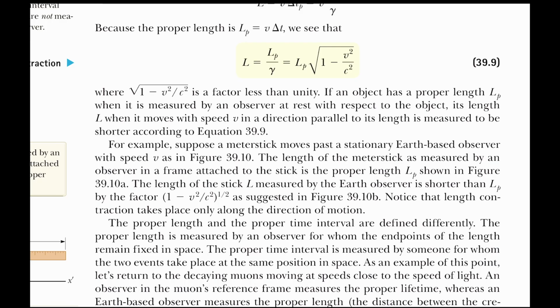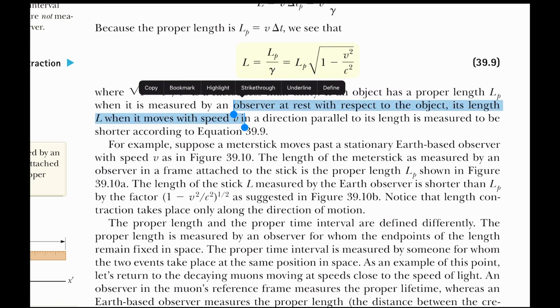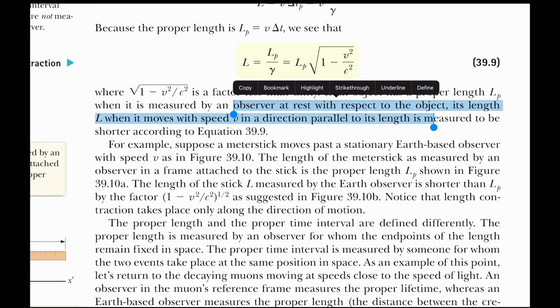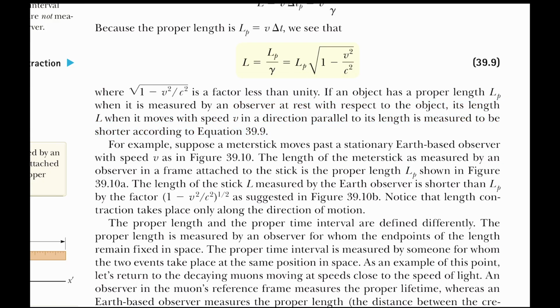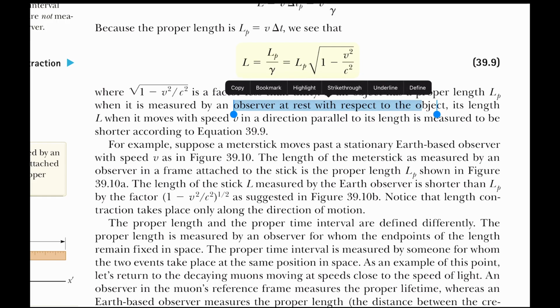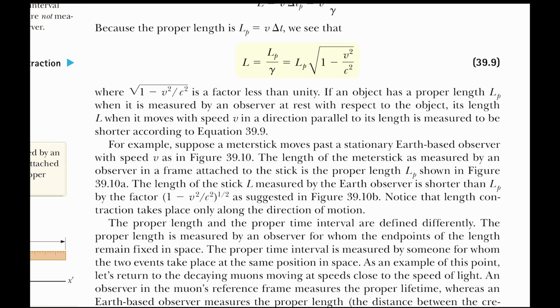If an object has proper length, LP, when it is measured by an observer at rest with respect to the object, its length L, when it moves with the speed v in a direction parallel to its length, is measured to be shorter according to equation 39.9. Okay, so proper length LP is the length when the thing is measured by an observer at rest with respect to the object. That might sound a bit confusing. This is why this chapter is pretty confusing. You got to talk about reference frames, different objects.